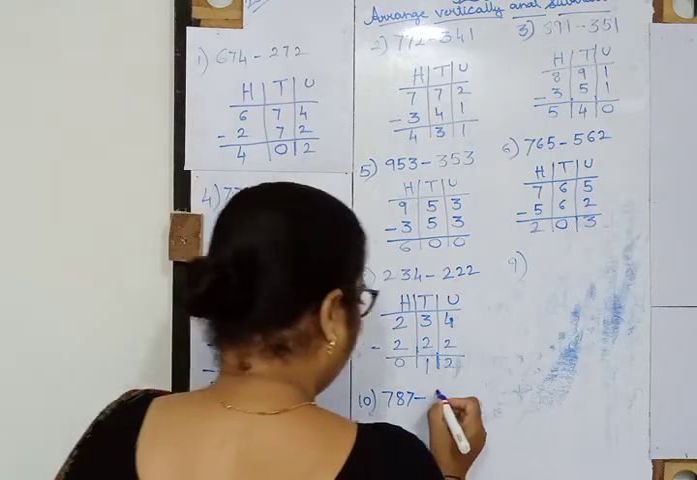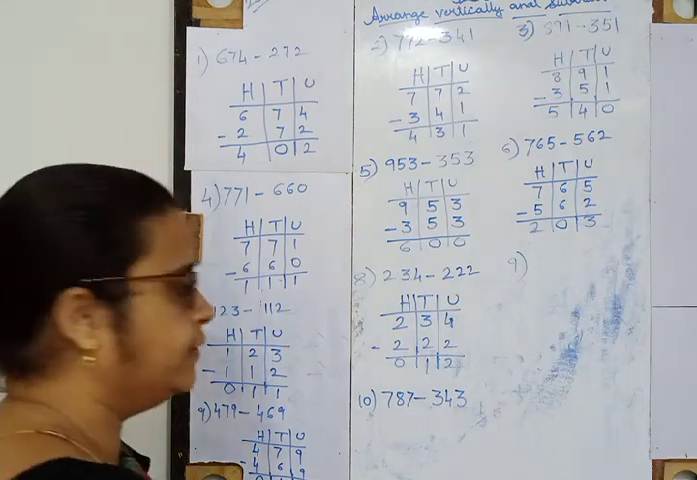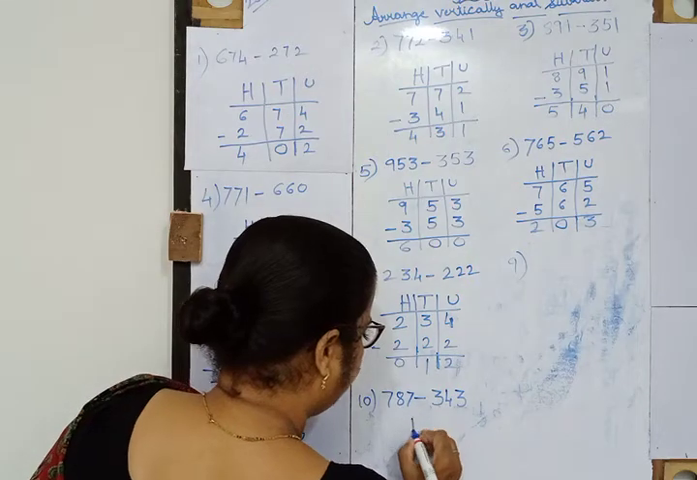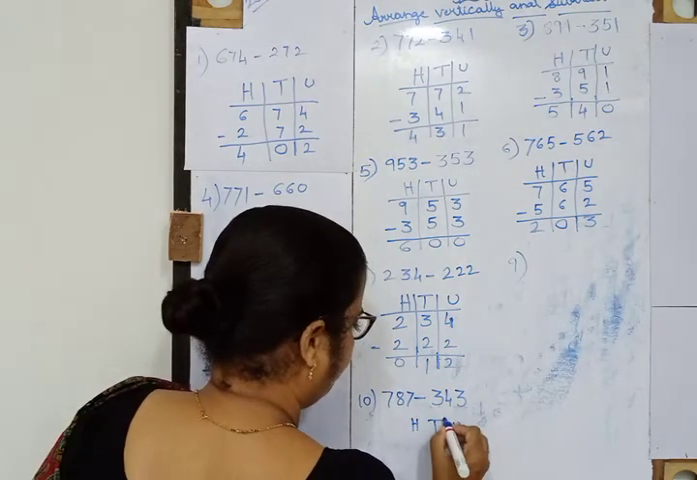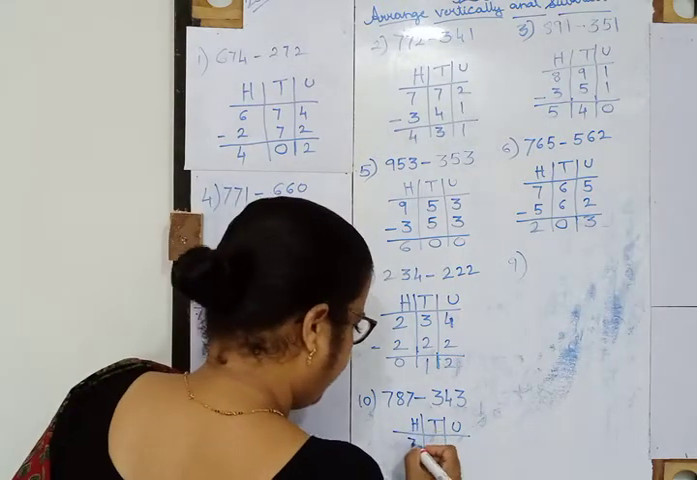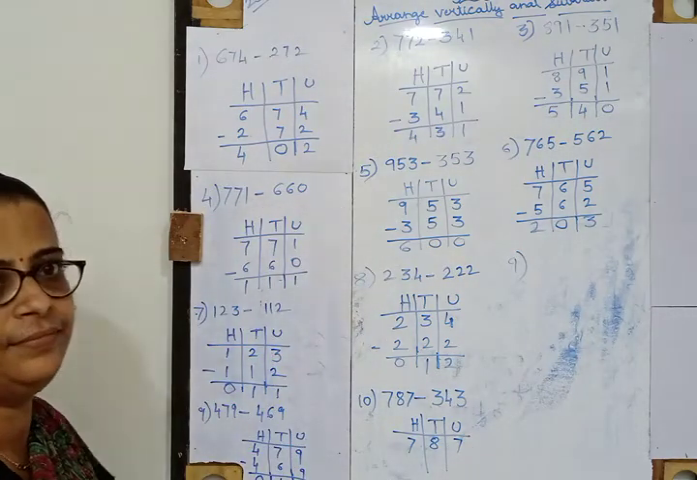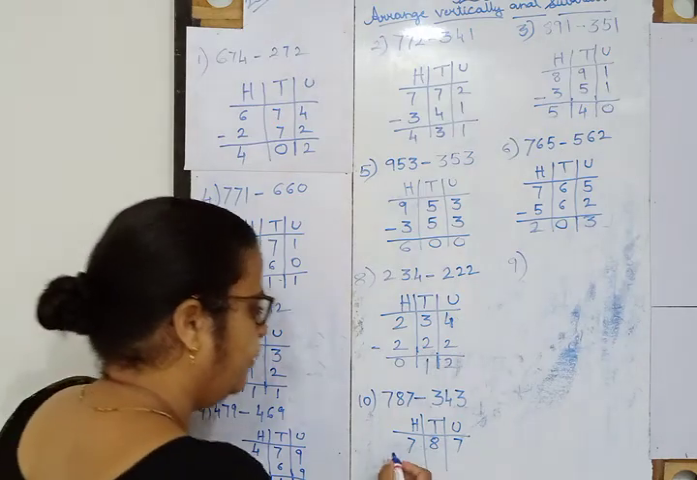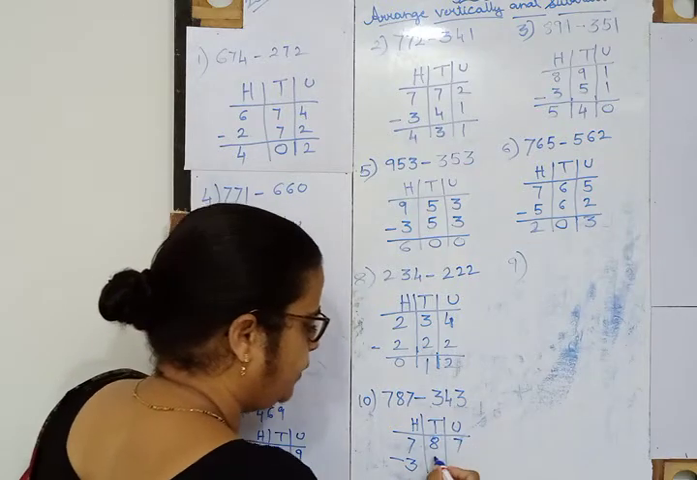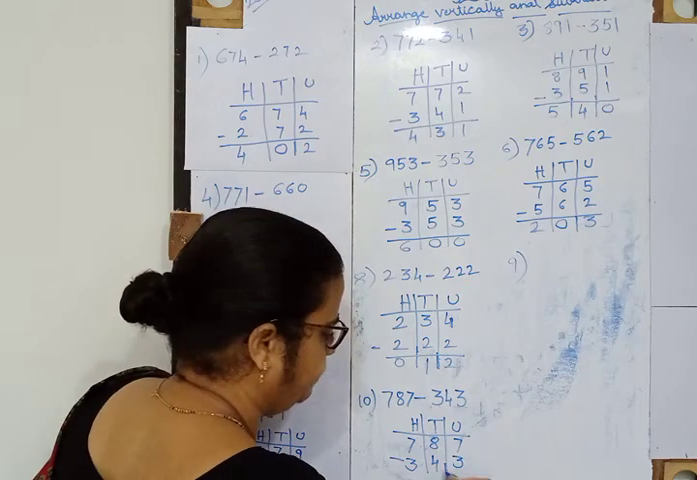787 minus 343. So look here. First we arrange in vertical columns. So write here HTU. So again in the hundreds column we have to write 7. In the tens column 8. In the units column we have to write 7. So minus, again in the hundreds column I am going to write here 3. In the tens column I am going to write 4. And in the units column I am going to write here 3.